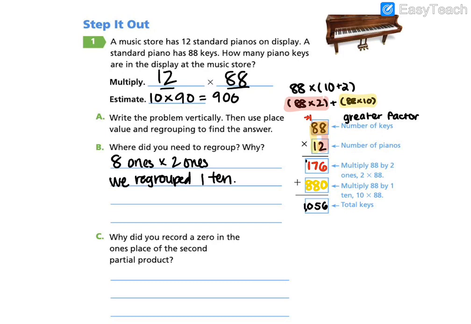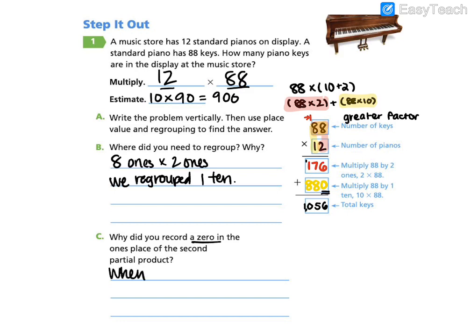And letter C, and this is really important when we're using the standard algorithm method. Why did we record a 0 in the ones place at the second partial product? Why was this important? When we multiplied 88 by 10, it was equal to 88 tens or 880.